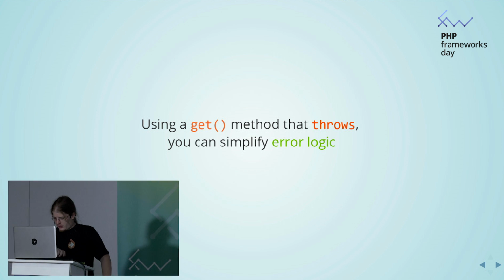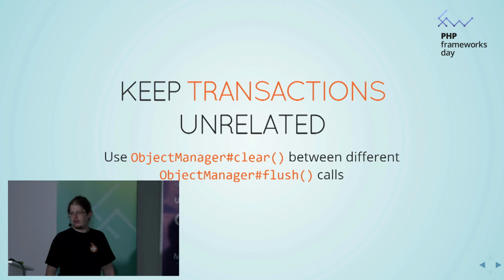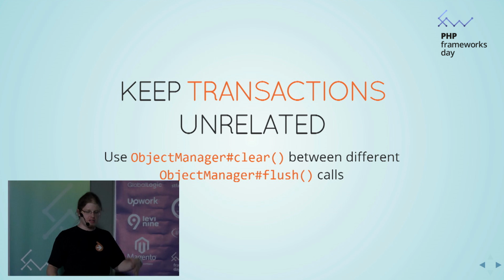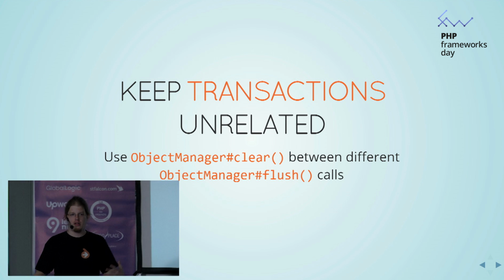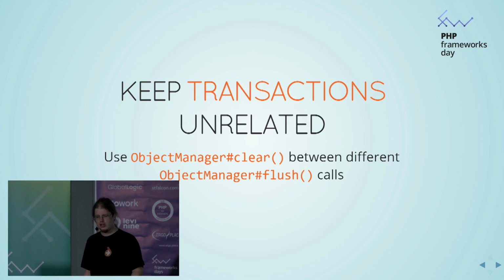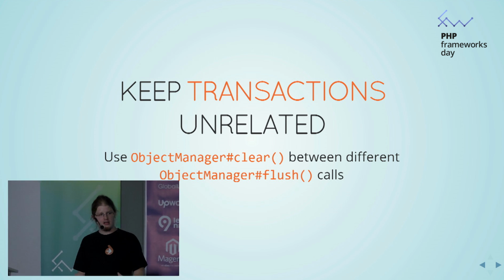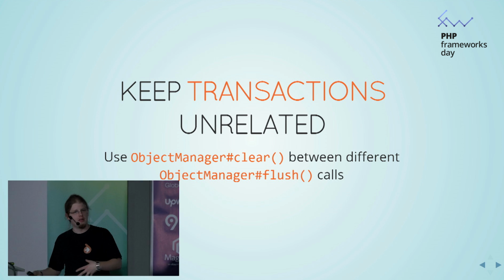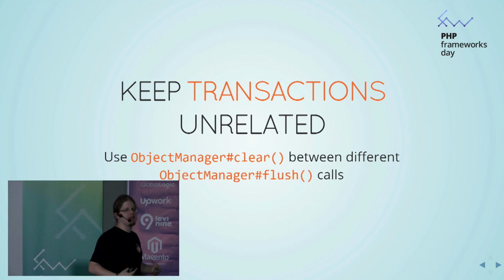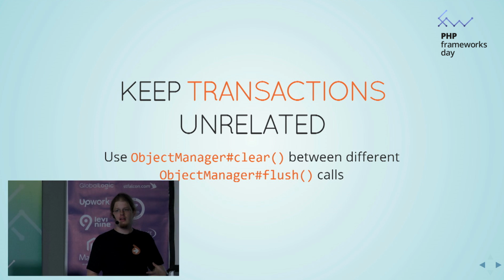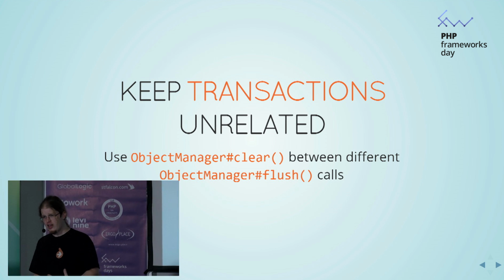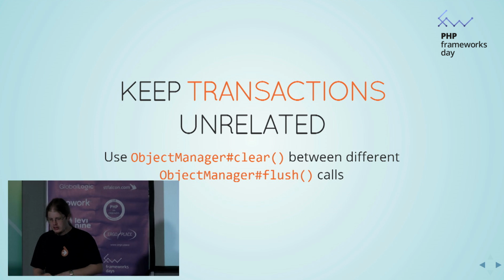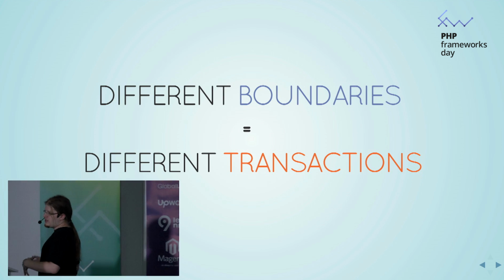All right, we're almost at the end, probably going over a couple of minutes, sorry. Keep transactions unrelated. When you have different services acting on different boundaries, either use different entity managers or clear between every flush, so you avoid having repeated state. This is a lot of overhead, but since Doctrine 2.5, you have a component called the second level cache, which mitigates this a lot. Different boundaries means different transactions.